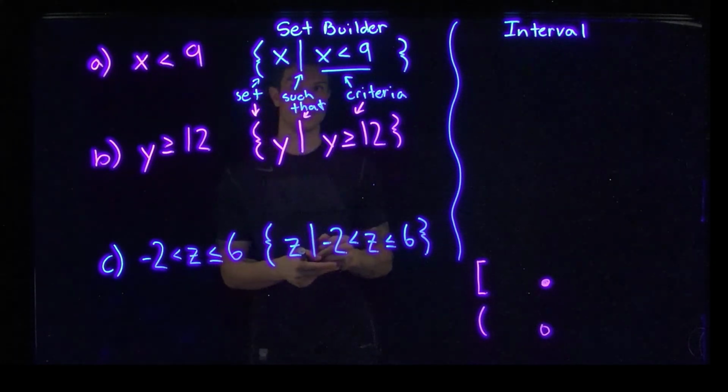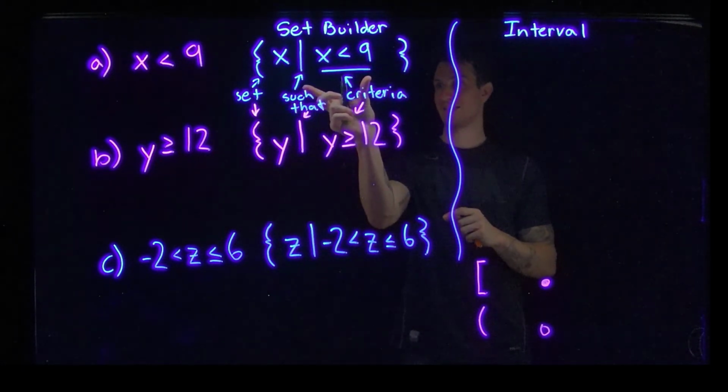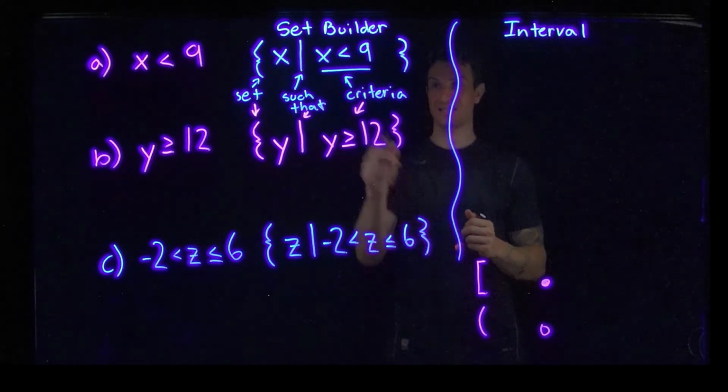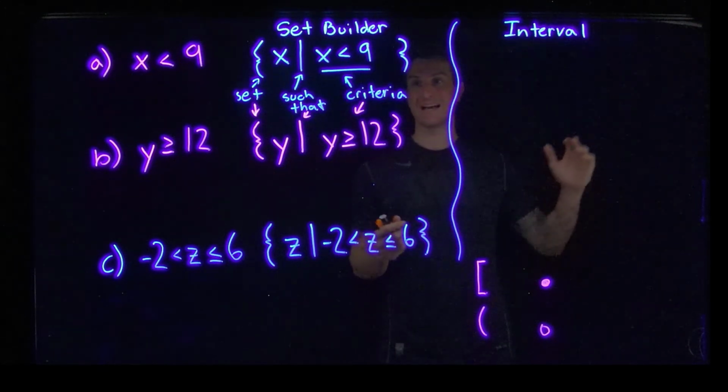But we'll go through this. So our very first one says x is less than 9. X is less than 9. Notice that there's no bar underneath. And what do we also know is 9 is our upper limit.